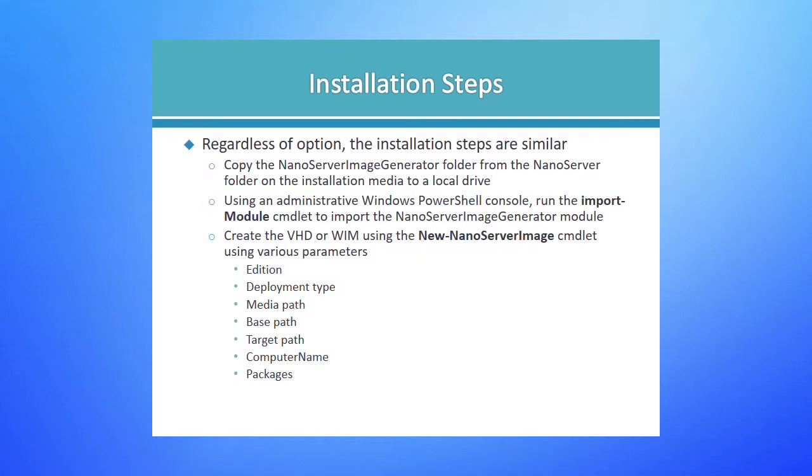So if you're performing that step and you're creating the WIM file, then the NanoServer binaries get copied to whatever folder you specify here, and that's just so later we use a different cmdlet to create the image. We can do it without specifying the media path. Target path is the path and file name, including the extension, of the NanoServer image. So VHD or VHDX or WIM files. The computer name is going to be the name of the target NanoServer computer, and then the packages parameter would be used to install certain roles and features.